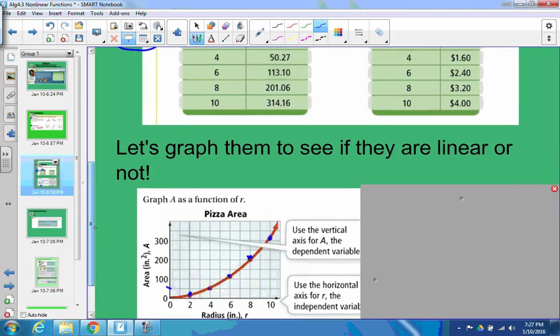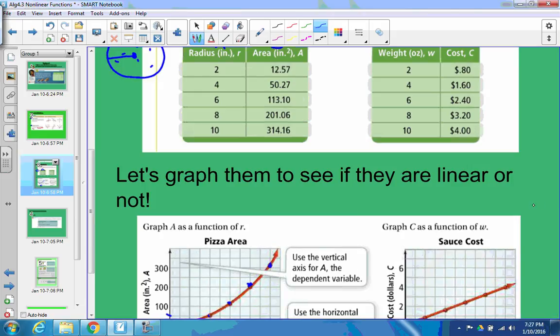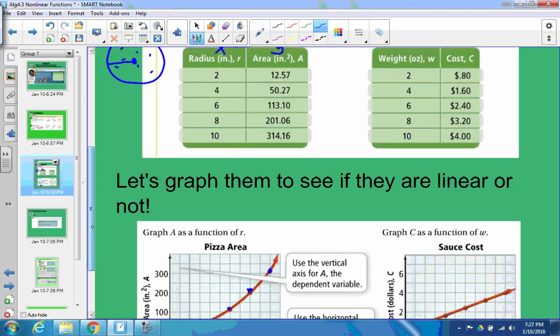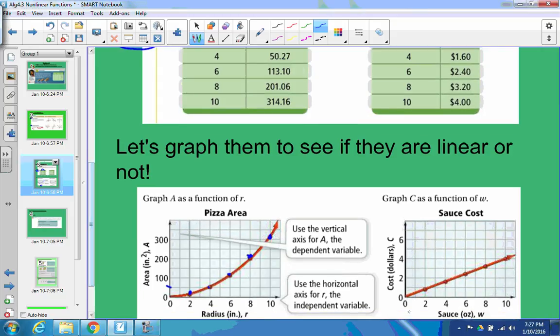Now let's look at the second one. We have 2 and 80 cents. So 2 ounces of sauce would be 80 cents. This one is just going up by ones the whole time because we're dealing with small numbers. For 2, it's going to be 80 cents. For 4, it says it's $1.60, so it doubled. For 6, 2.40, so it adds another 80 cents.